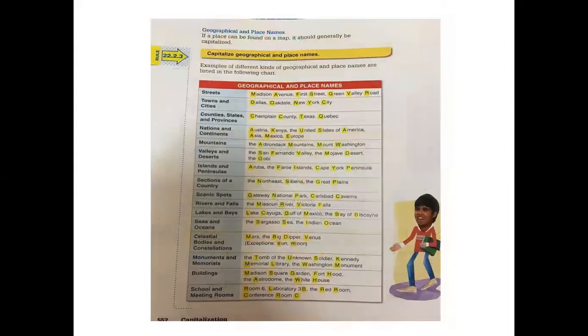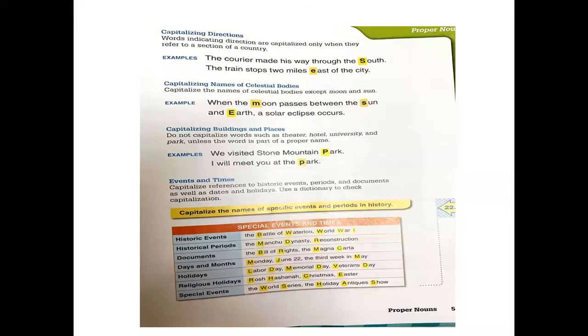Okay. Next, these are different things that we capitalize as proper nouns, like the names of the streets, the towns, the countries, the nations and continents, the mountains, valleys, and so on. A proper noun or a proper name can be given to any of the things or ideas or countries. So whenever there's a particular name for anything, it can be even a building, you always capitalize it. Here is the list. You can please check it later since we are running out of time. On the next page, you have more examples of it.